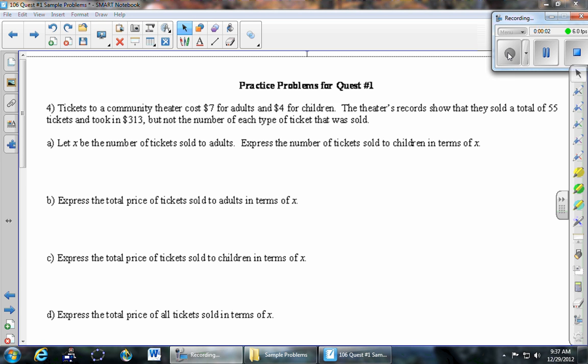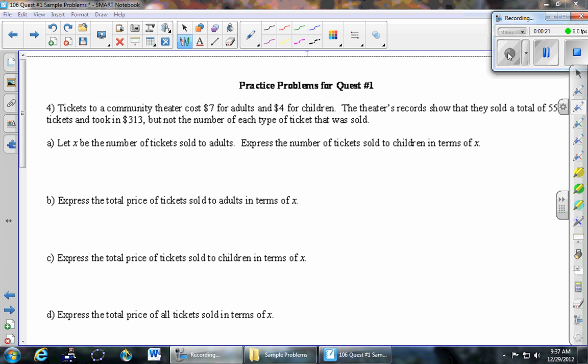This is problem number 4 on the practice problems for quest number 1. Tickets to a community theater cost $7 for adults and $4 for children. The theater's records show that they sold a total of 55 tickets and took in $313, but not the number of each type of ticket that was sold.